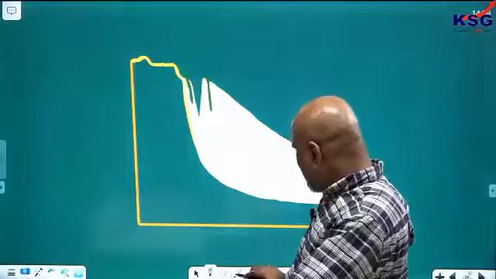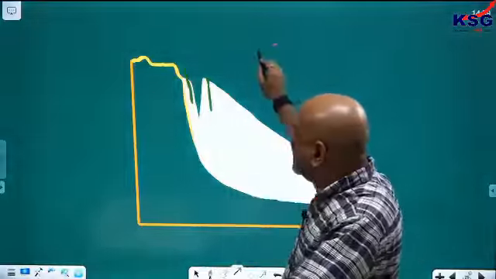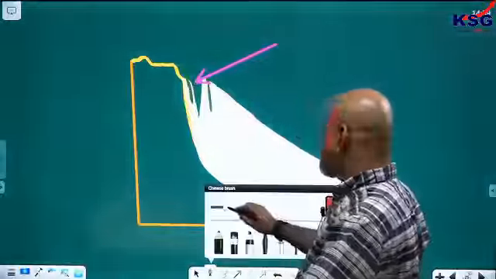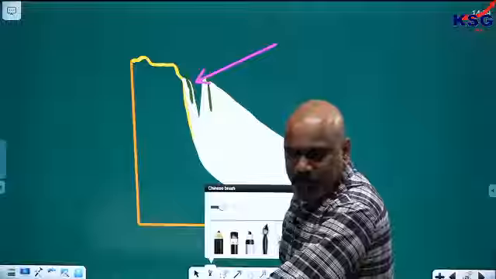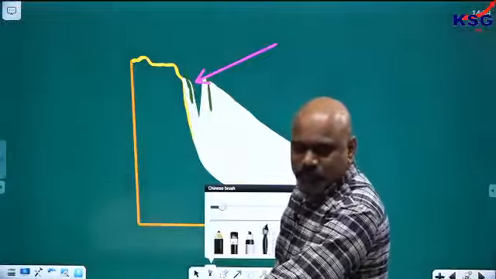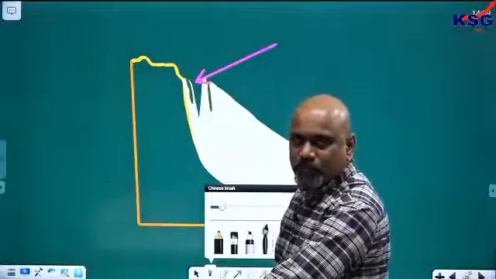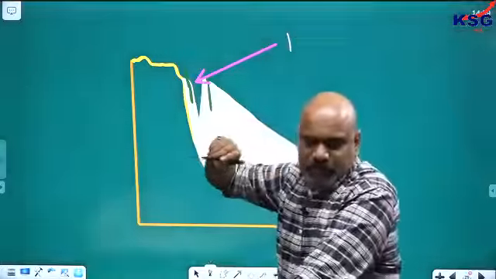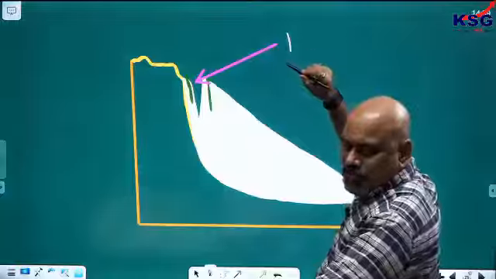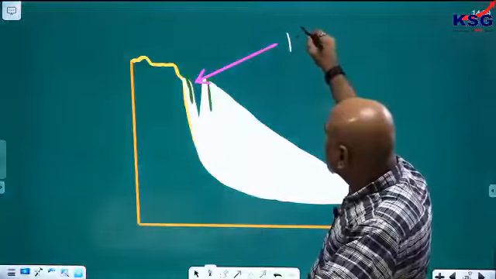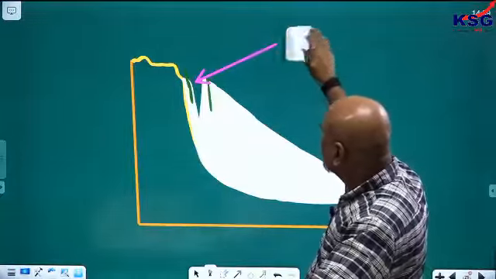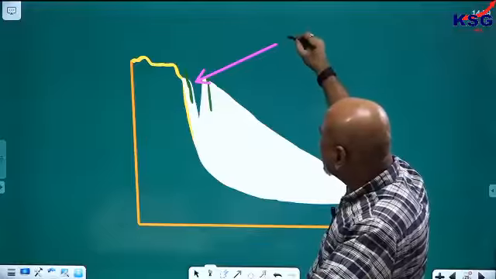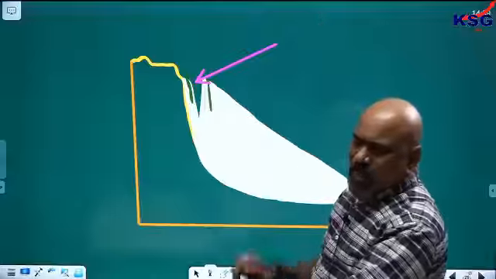This type. These cracks are called crevasses. What do you call it? Crevasses. Which is also called Bergschrund. These are like huge gaps you have.